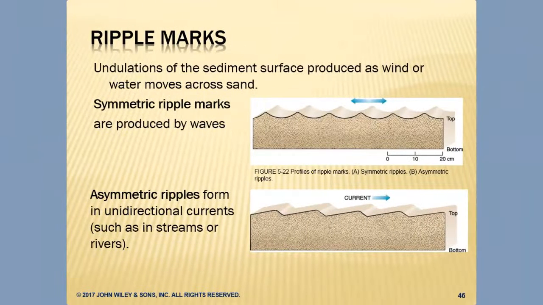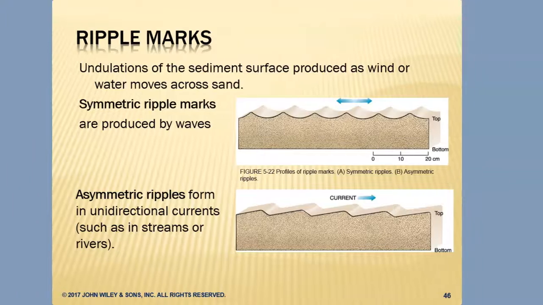The other thing we see is ripple marks. Ripple marks are undulations of the sediment surface produced by wind or water as it moves across the surface of the sand. Symmetrical ripple marks are produced by waves splashing back and forth. Asymmetric ripples form in unidirectional currents. They can form in streams or even rivers, or larger, they can form dunes.